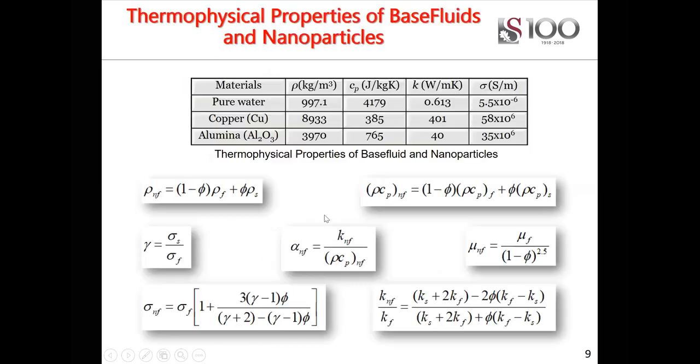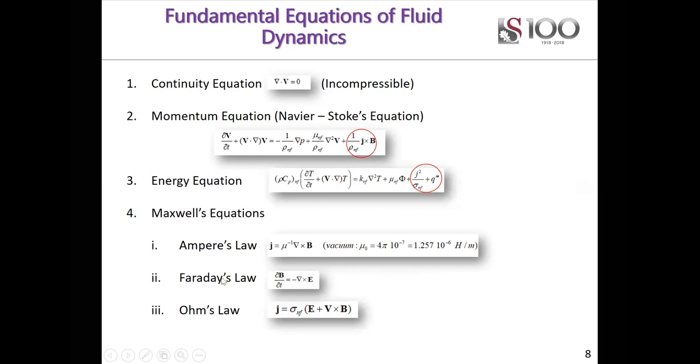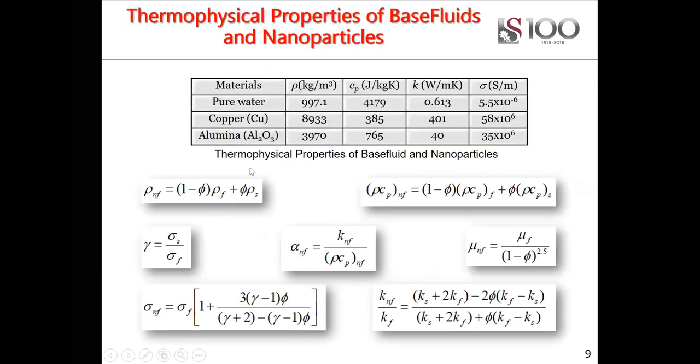Now, without wasting time, remember, this one is Ohm's law, and the Faraday law is this, and the Ampere's law, and this one. They all form what you call the Maxwell equations, and can be combined. Then the thermophysical properties of the base fluid and nanofluid are needed for us to predict, when we do the experiment in the lab, how each of these nanofluids will work, which one will give us a better result.